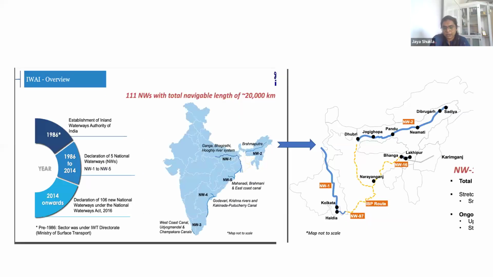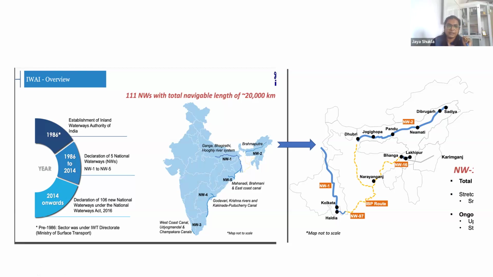It is important to note that the Brahmaputra River Basin falls under National Waterway 2. National Waterway 2 is a stretch between Sadiya, which is in upper Assam, and Dhubri, which is in lower Assam. This waterway is very important from the perspective of trade, because it connects this northeastern state to the other parts of the country for trade. Thus, overall, it helps in the economic development of the northeastern states.